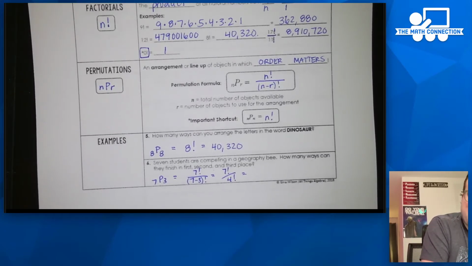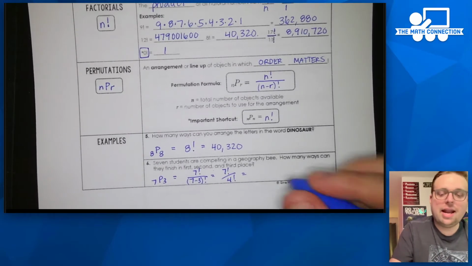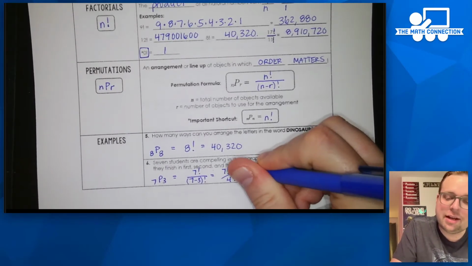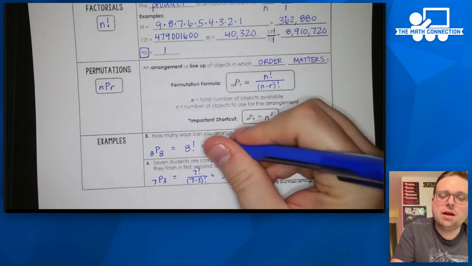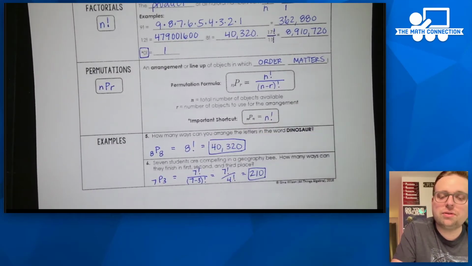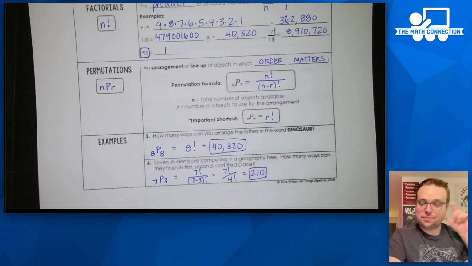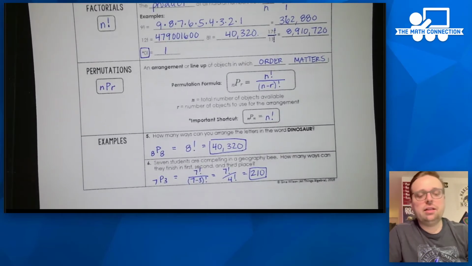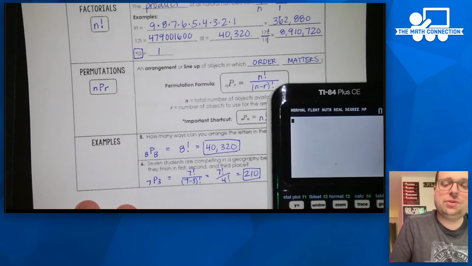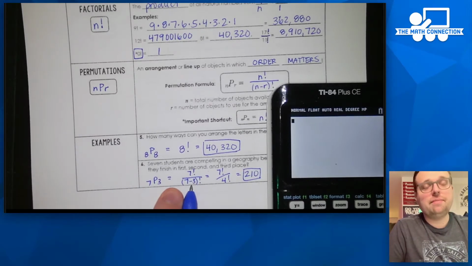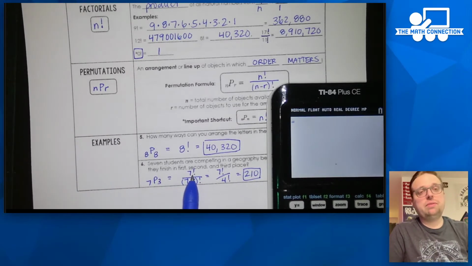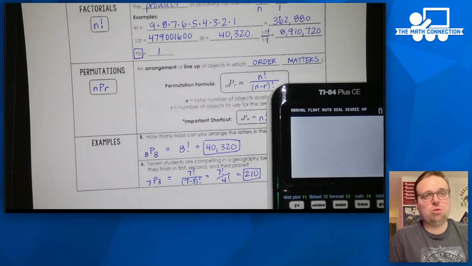factorial divided by 4 factorial. Okay, and I get 210 as my final answer here. I should be boxing all of my answers. I don't know why I keep forgetting that. Okay, so on the calculator, you could fill in the formula and then use the factorial key, which we already kind of went over a moment ago.